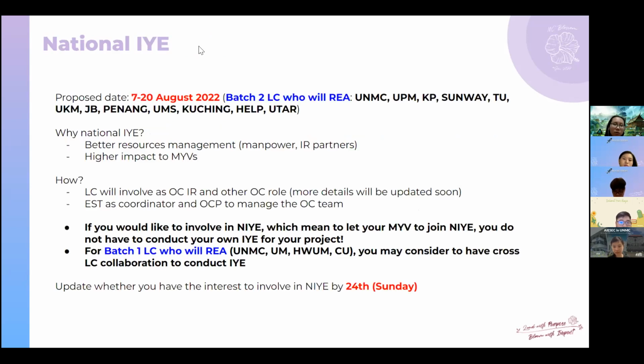And then just to let everyone know, currently I'm planning for national IYE. The proposed date will be 7 to 20 of August 2022. Within this range, it will be only one day, and not the entire day, maybe just a 2 to 3 hour event like that. This is the current plan. This timeline is because we will have batch 2 LCs that will realize it during this time, which are most of the LCs here.